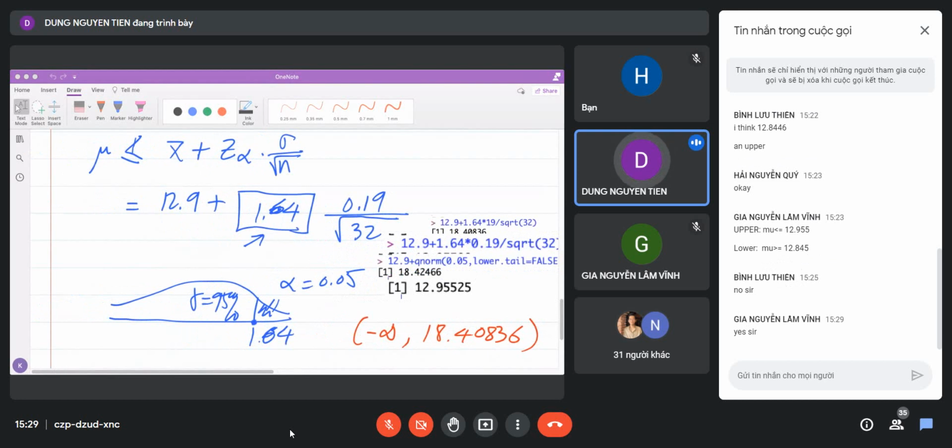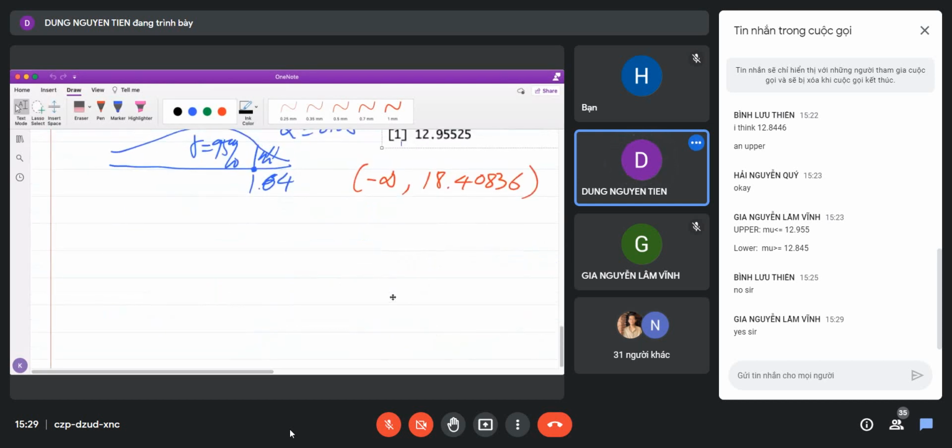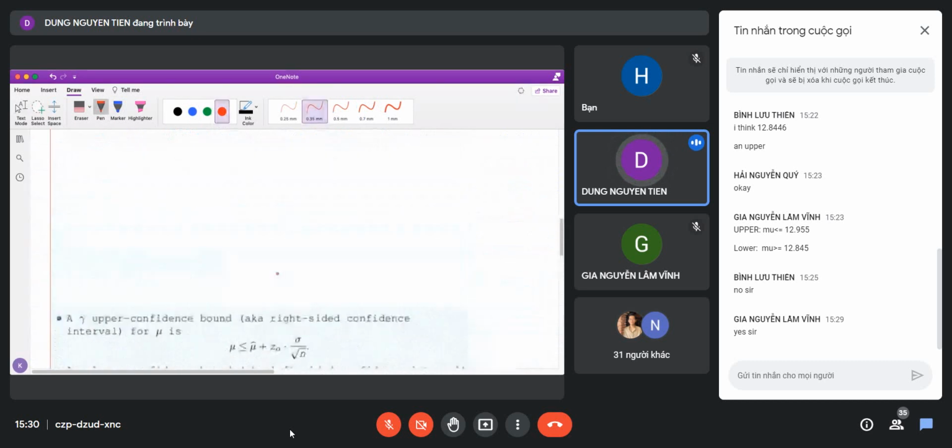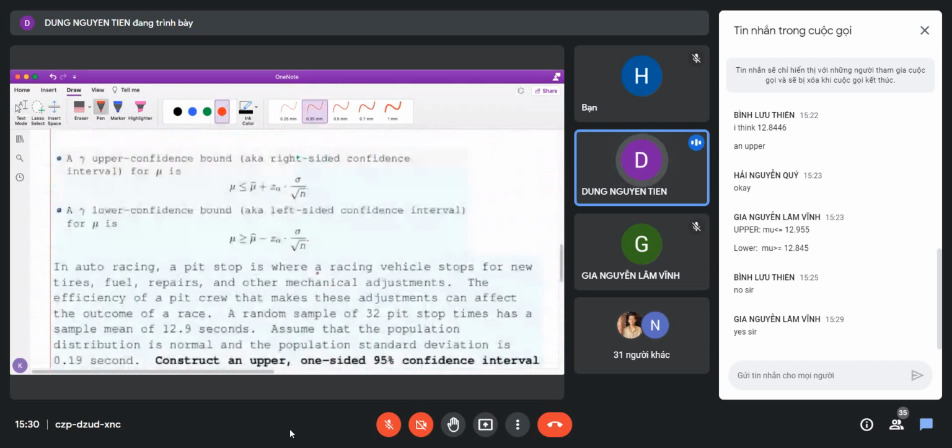All right. Now I want to move to the next case. In the first case, we consider the set of observations where they follow the same normal distribution and they are independent, and then sigma square is known. And then you have all these formulas here.